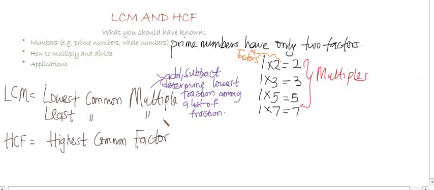Whereas HCF is used to factorize an algebraic expression. So you just use it to factorize. This is actually used to factorize algebraic expressions. So that's it about LCM and HCF.